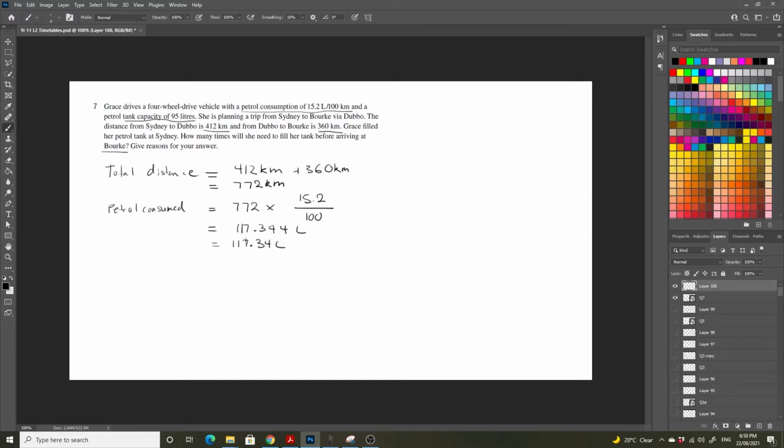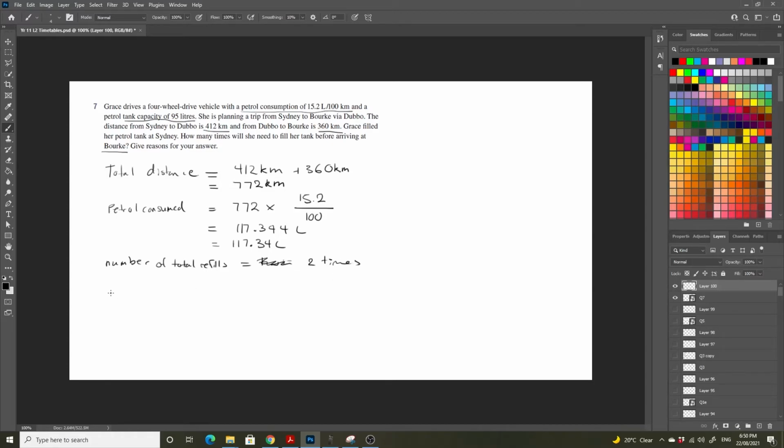So you can probably tell with a tank capacity of 95 liters, she's almost getting there on one tank. So if they were asking how many times does she have to fill the tank completely, she could only fill it completely from each stop to each stop, then the answer would be twice. So the number of total refills is going to be equal to twice, or 2 times.